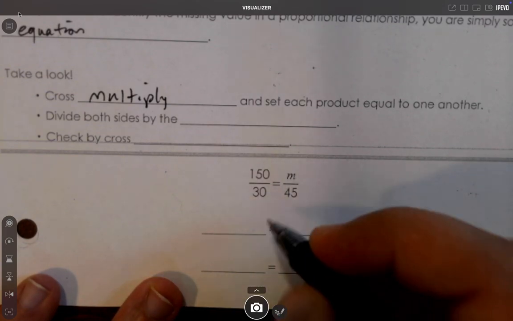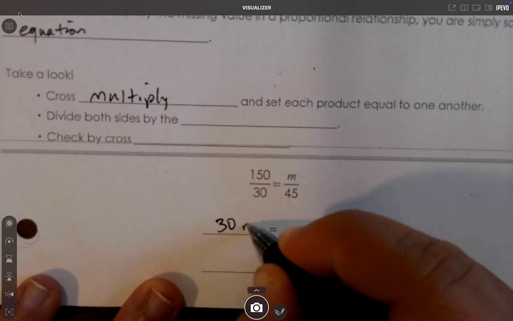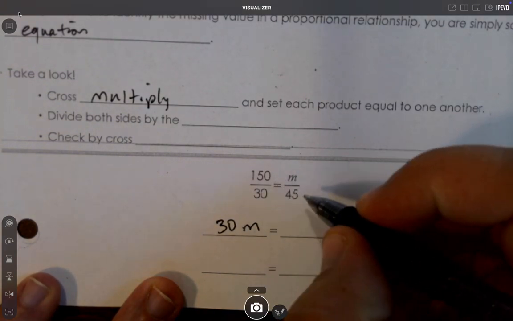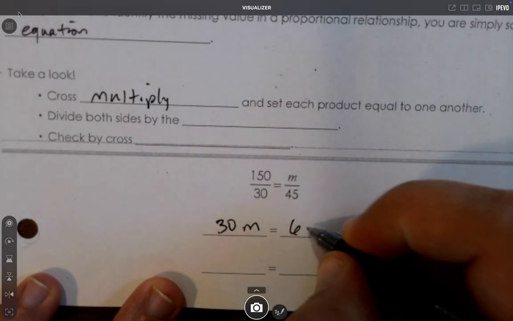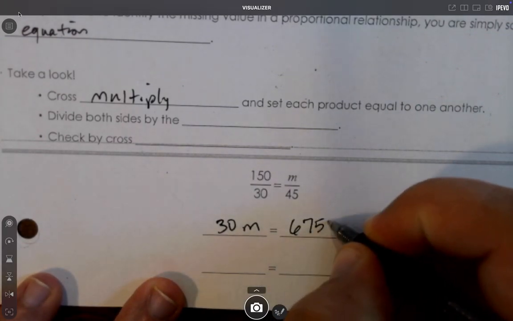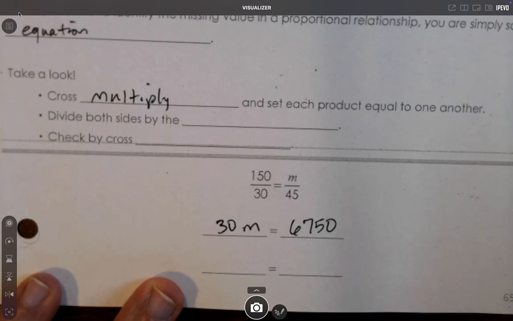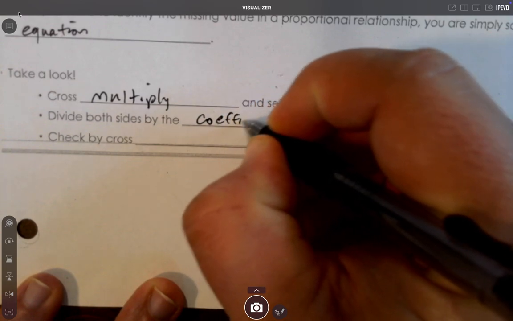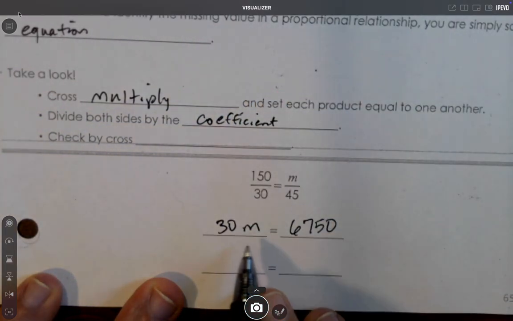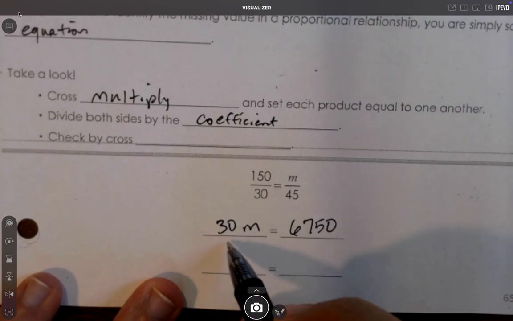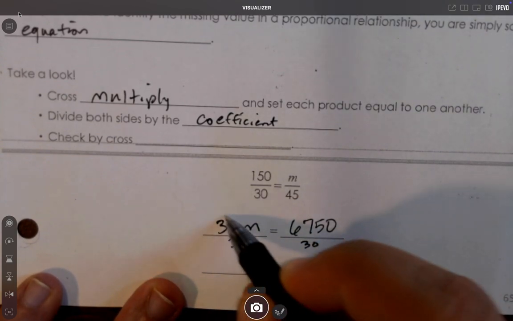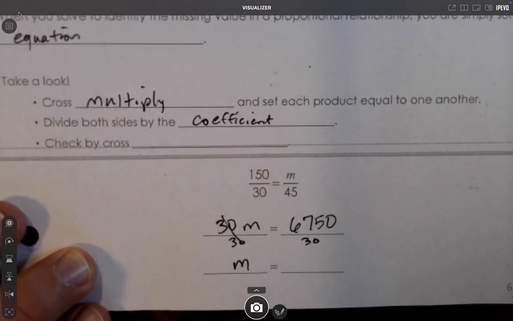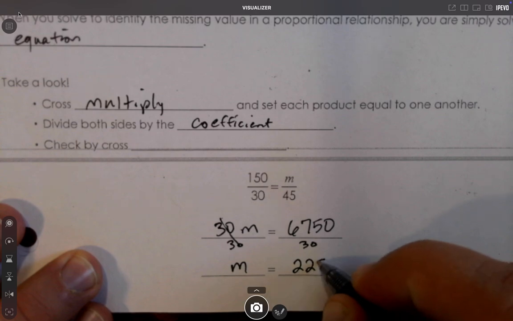So 30 times x is 30x, or we can use m, it doesn't matter which you use. And then 150 times 45 is 6,750. And then the second step is to divide both sides by the coefficient. So the coefficient, that's the number in front of the variable, we just divide both sides by that. And 6,750 divided by 30 is 225 miles.